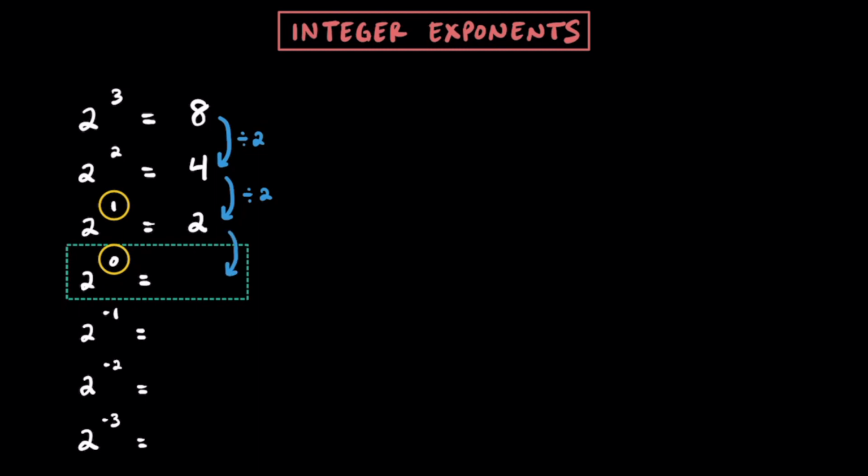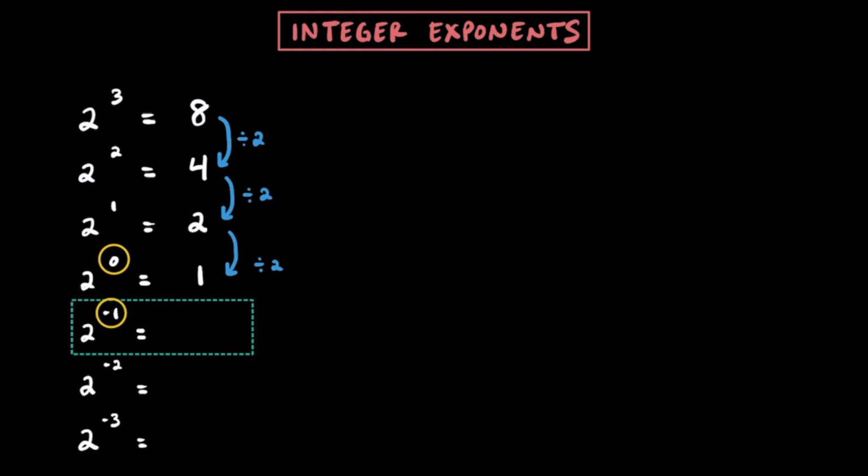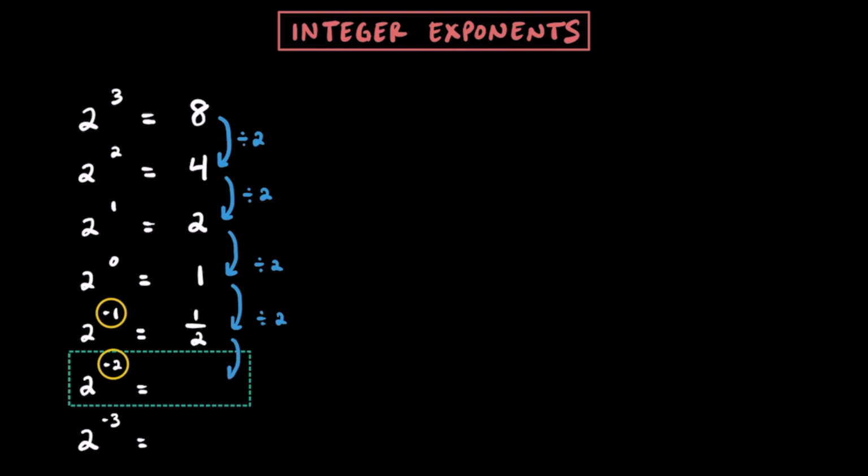Keeping this same pattern, if we were to take this 2 and divide it by 2, this value should be 1. What about 2 to the negative first power then? Well, the exponent just decreased by 1 again, so we should just take this value of 1 and then divide it by 2. 1 divided by 2, that's just going to equal 1/2. Decreasing the exponent by 1 again, we should take this value and cut it in half, and half of a half is just equal to 1/4.